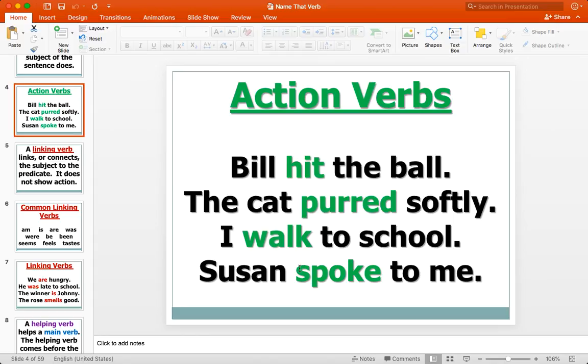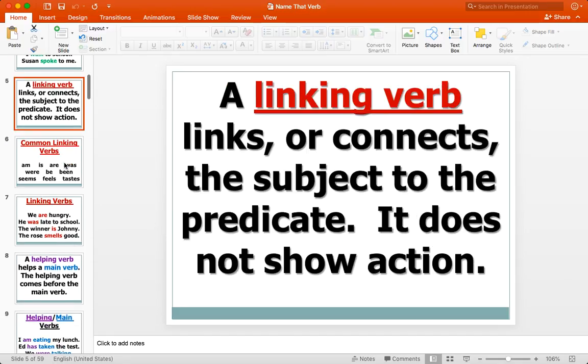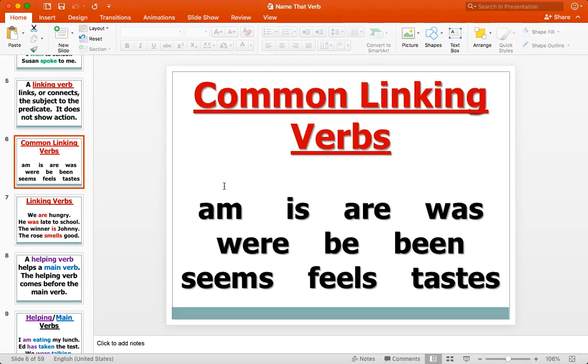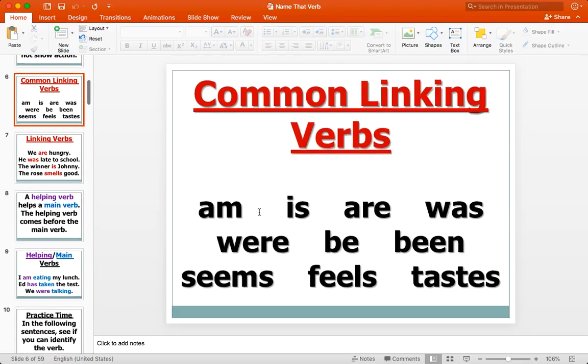Now, some of them that are a little bit trickier that we are getting tripped up on are the linking verbs and the helping verbs. And those are the ones I really want to make sure that you understand today. So, as we know, a linking verb links or connects the subject to the predicate. It doesn't have any action, it literally just connects the beginning of the sentence to the end of the sentence. So, here are some common ones that we looked at the other day: am, is, are, was, were, be, been, seems, feels, and taste. So they don't have any action.